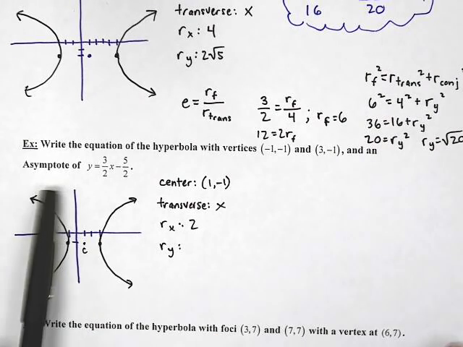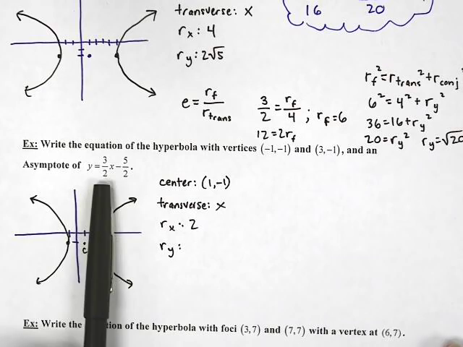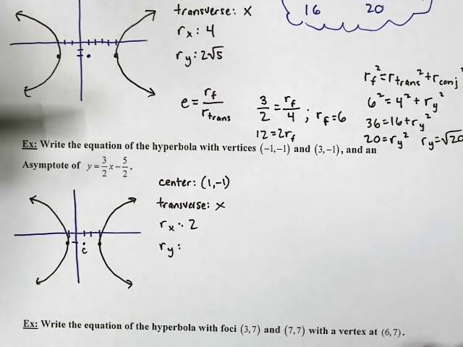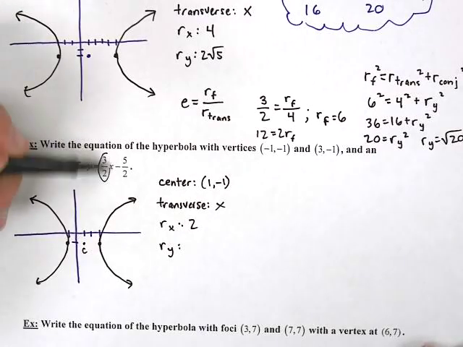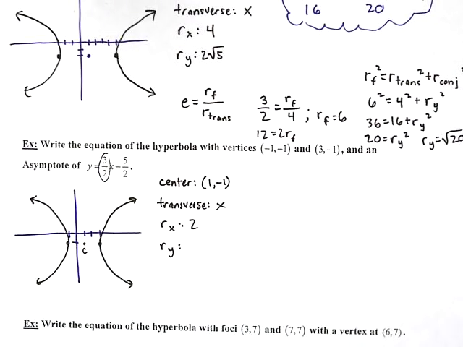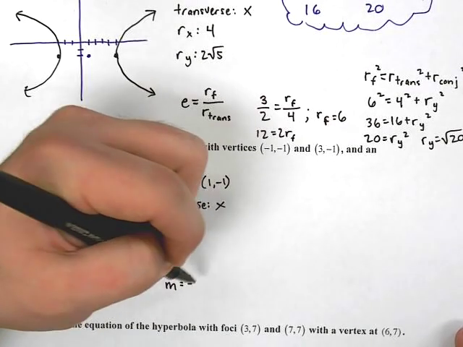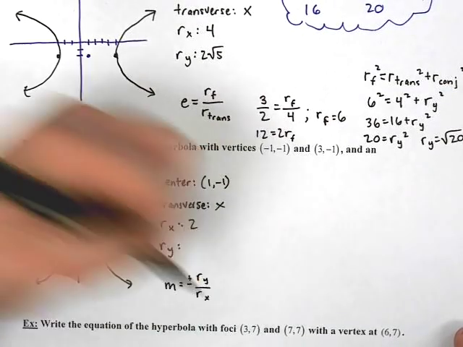So now we have to use this other clue that we have, an asymptote, y equals 3/2 x. I don't care about the intercept. I don't care about anything. I care about the slope. Because if you remember correctly, slope is always equal to plus or minus r sub y over r sub x.